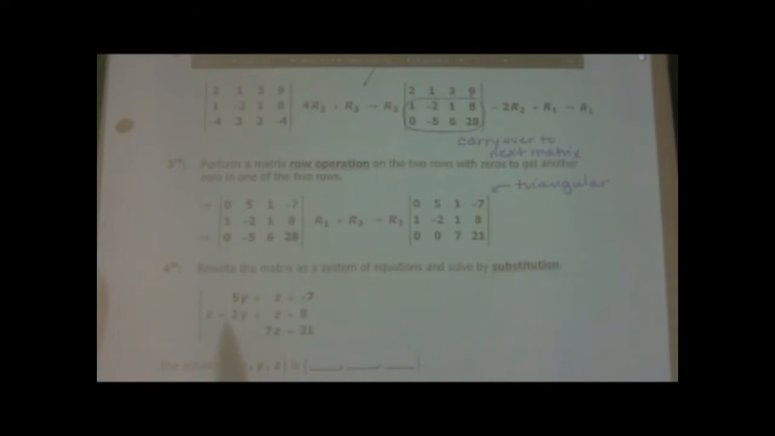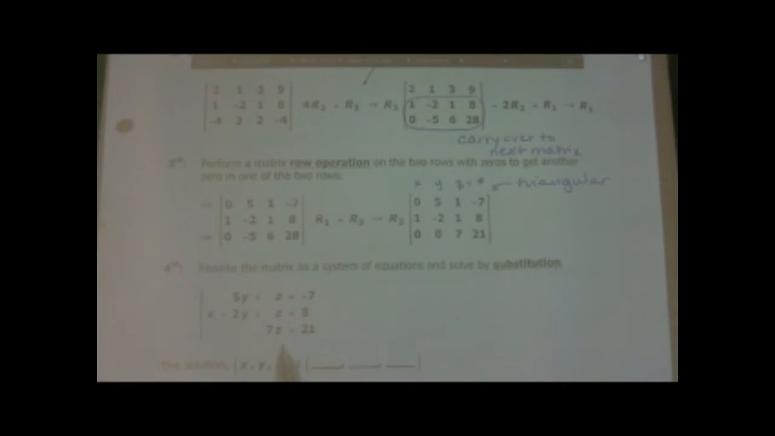The great thing is now I just rewrite these as equations. So this is 5y plus z is -7. This is x minus 2y plus z equals 8. This is 7z equals 21. Because remember, these are just x coefficients, these are y coefficients, and these are z coefficients. There is an equal sign here, and this is the number on the other side of the equal sign.